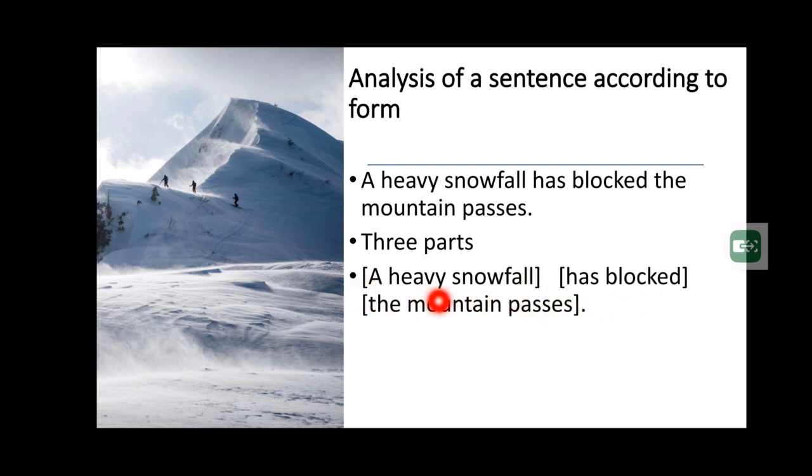Because the main word in this part of a sentence is a noun, and that is snowfall. Here we can see that the main word in this part of a sentence is also a noun, and that is mountain. And here we can see that the main word in this part of a sentence is blocked. That's why we call it a verb phrase, and this is called a noun phrase, and this is also called a noun phrase.